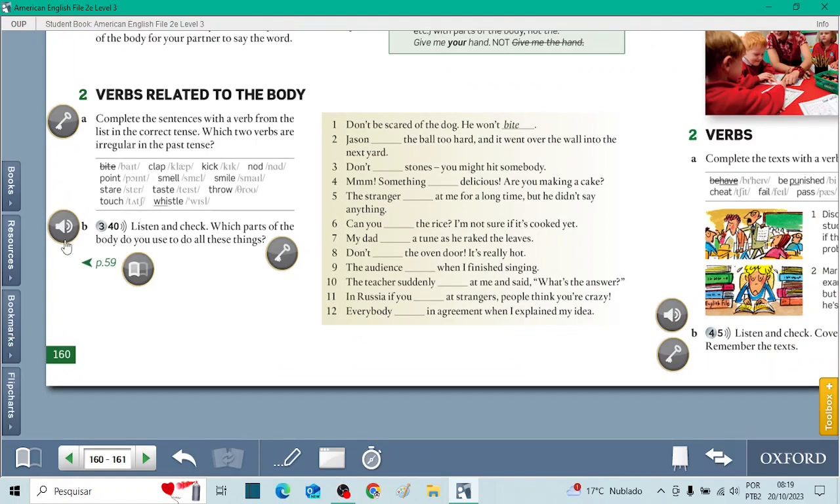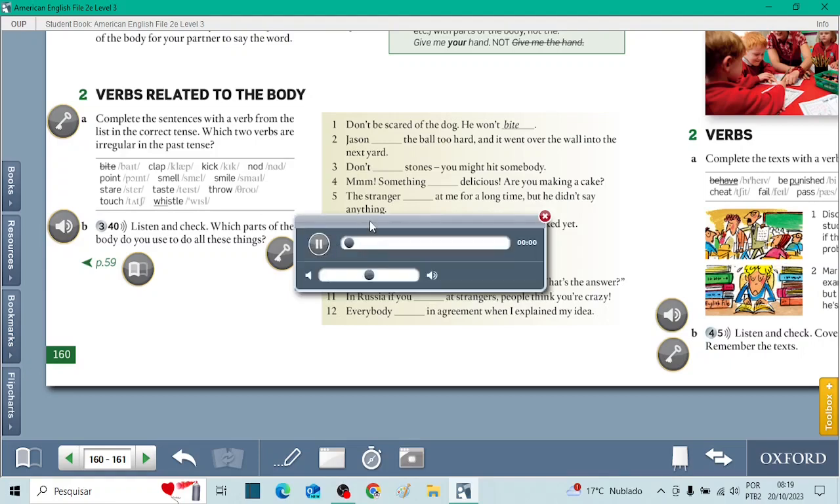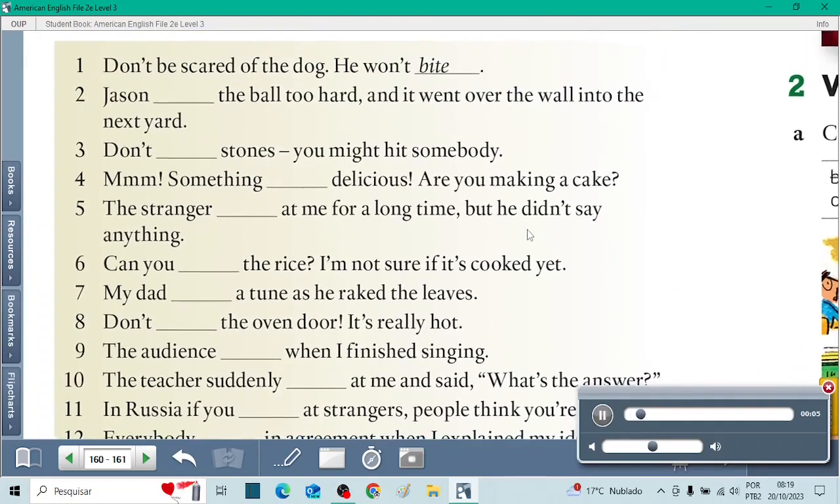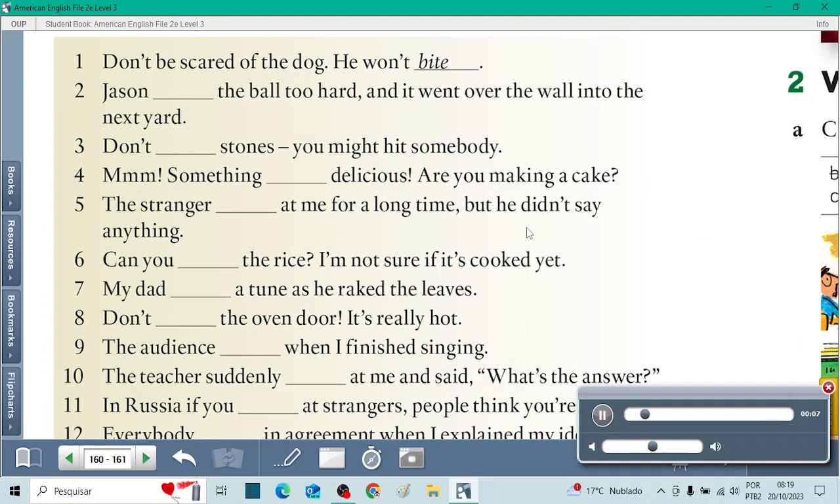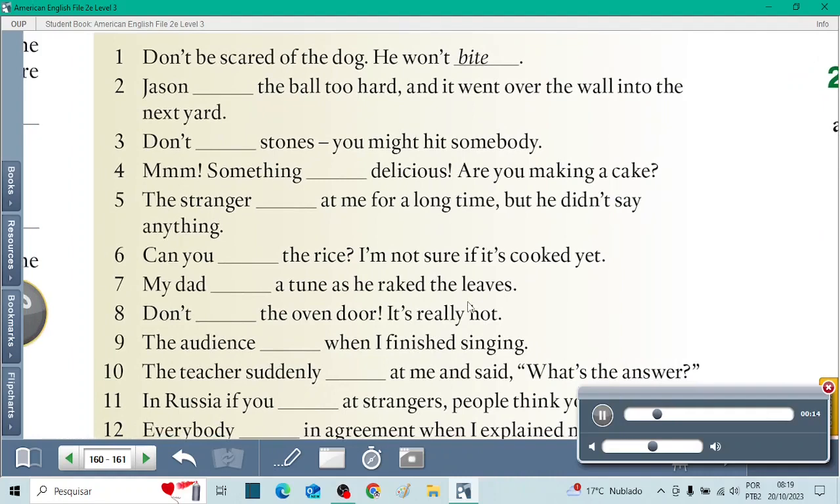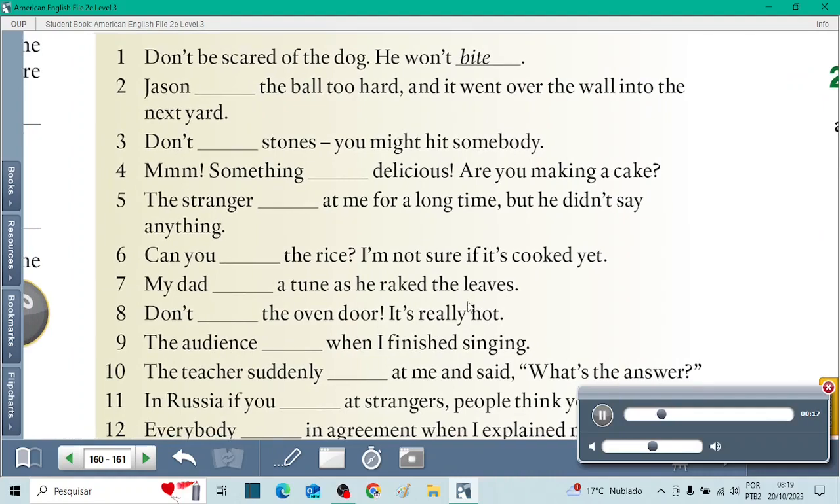Great. Let's check your answers. 3.40. Verbs related to the body. 1. Don't be scared of the dog. He won't bite. 2. Jason kicked the ball too hard, and it went over the wall into the next yard. 3. Don't throw stones. You might hit somebody. 4. Something smells delicious. Are you making a cake?